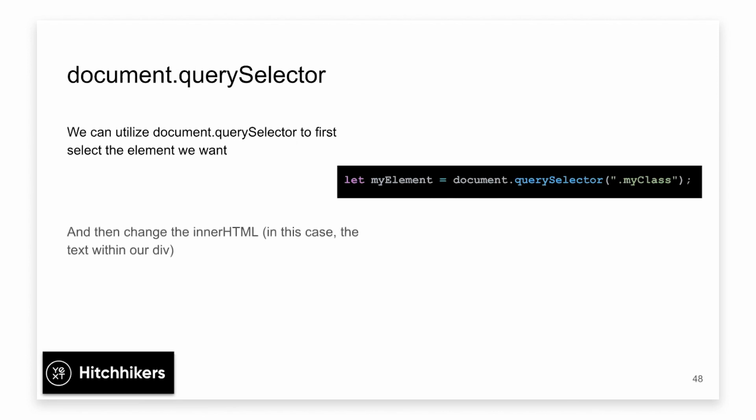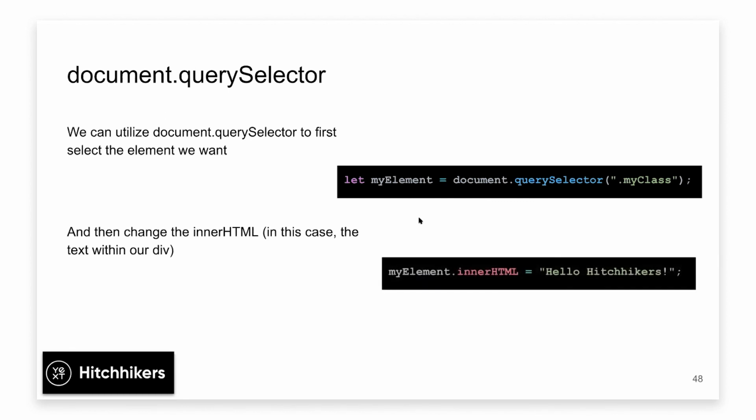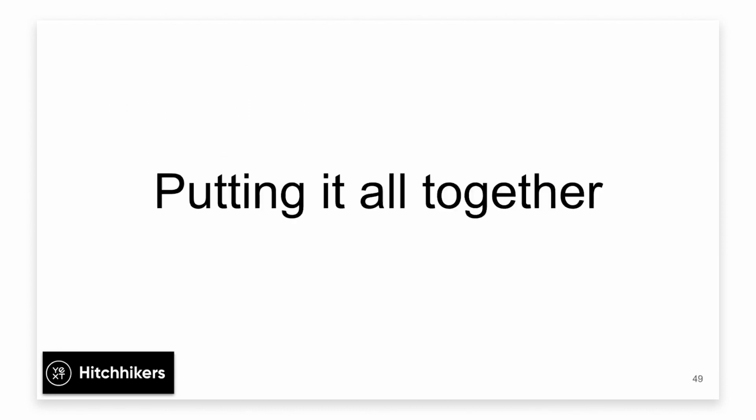So now that we have that HTML element in a JS variable, we can use the innerHTML property to actually change the text of that HTML element. And that would be the output.